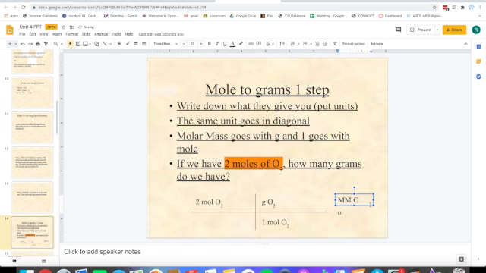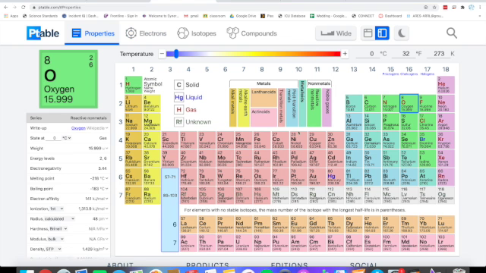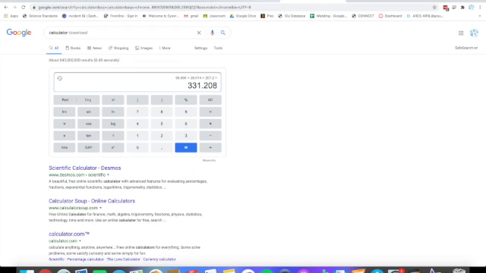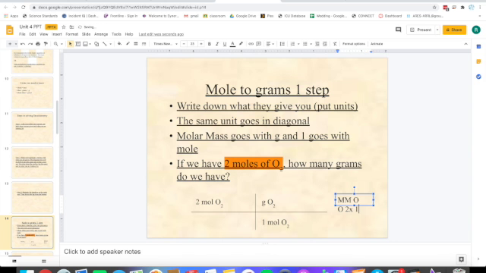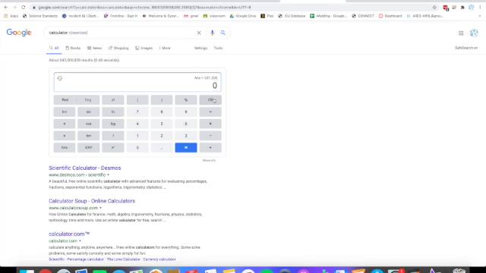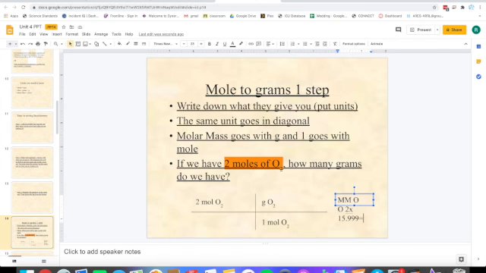So we have oxygen. We have 2 of them, so we'll do 2 times the mass. If you look here, oxygen has a mass of 15.999. So 2 times 15.999 equals 31.998. So that's what's going to go with the grams.